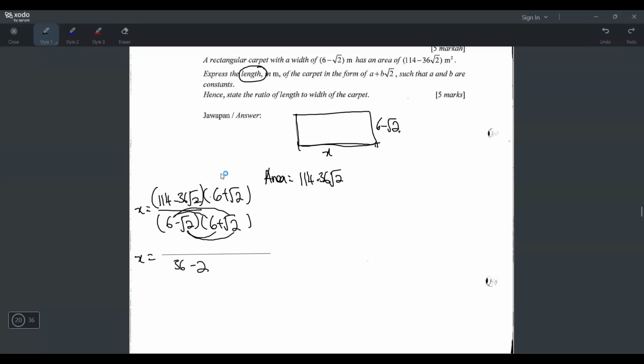Okay, sekarang atas darab atas. So the cara betul is 114 times 6 first. If you tekan your calculator, you get 684, right?